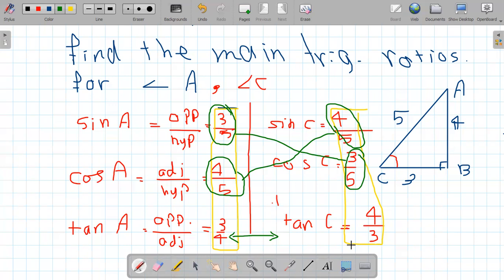Now in this session, we learned a new thing: the main trigonometrical ratios of any angle. To find the main trigonometrical ratios for any angle, you must have a right angle triangle, so that I can find sine, cosine and tan using the opposite, adjacent and hypotenuse. Do you understand? Yes.